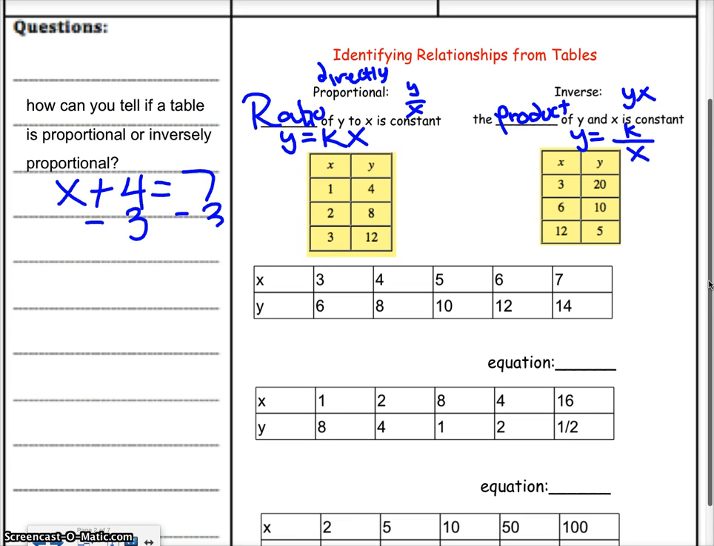Okay, so let's analyze this table. I'm going to check the ratio. 4 over 1. Is 4 over 1 the same as 8 over 2? Yeah. Is it the same as 12 over 3? Yes or no? Yeah. Okay, so then this is directly, so I'm going to say direct. And my equation is y equals 4x, or 4 over 1x. I don't ever put that 1 on the bottom.